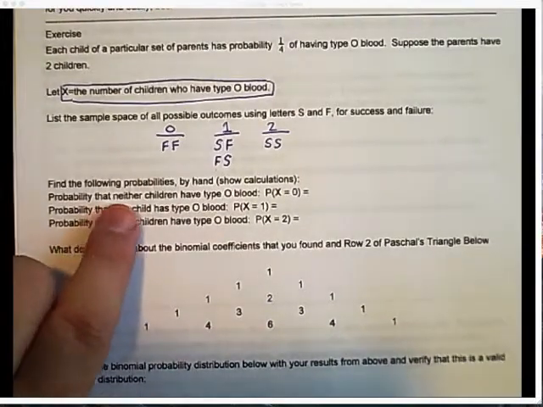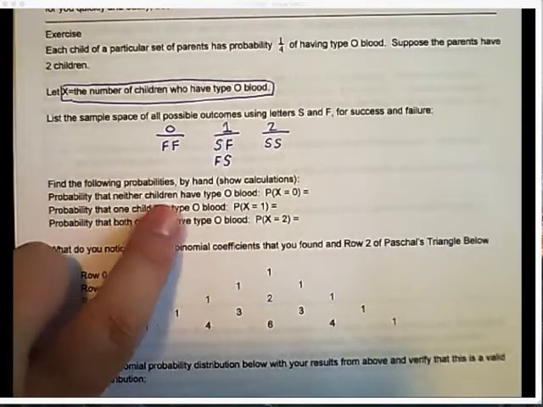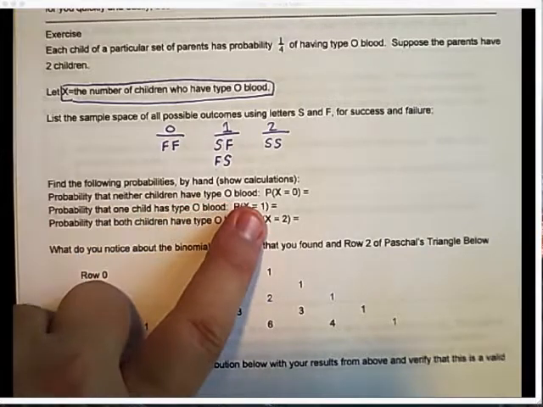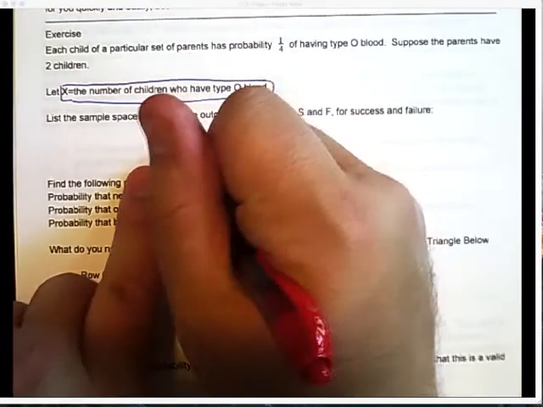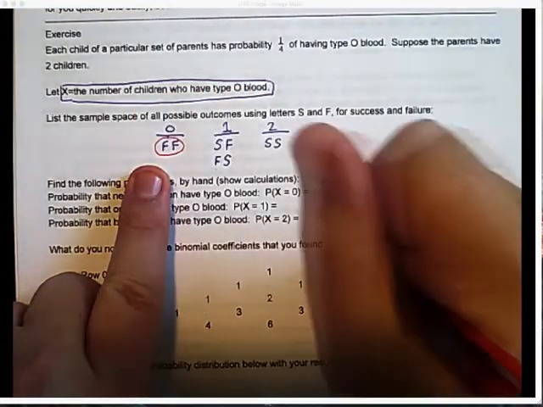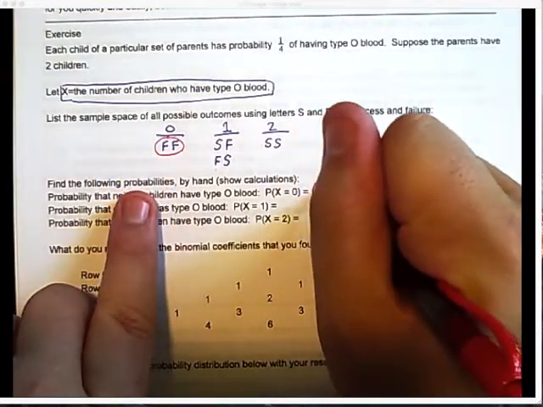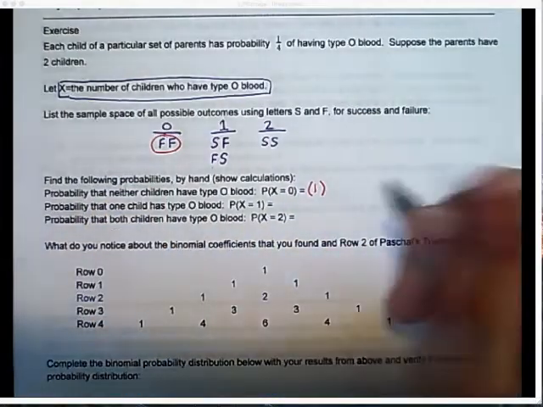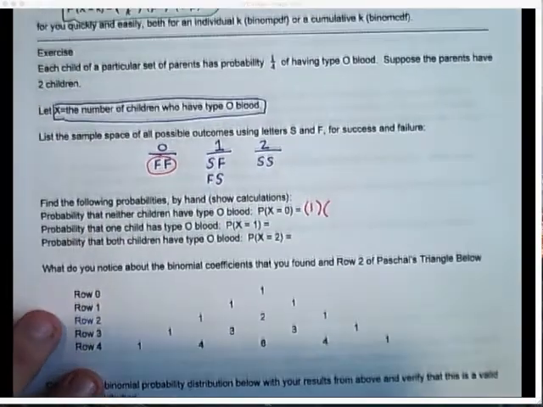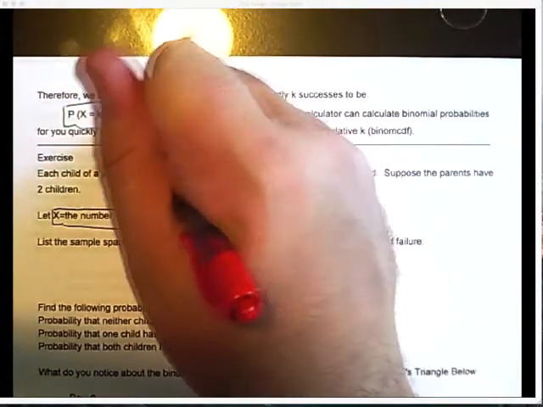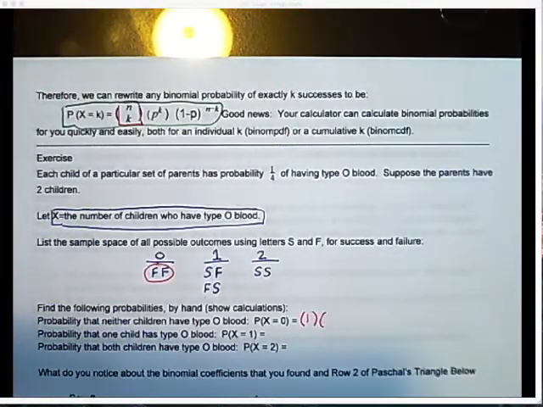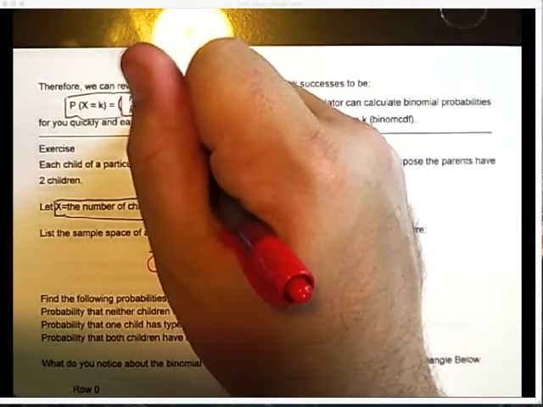So what's the probability that neither child has type O blood? Well, how many ways can we do that? There's only one way there, so we'll start by multiplying times 1. Now look up here in the formula. What this 1 is, that is this part.